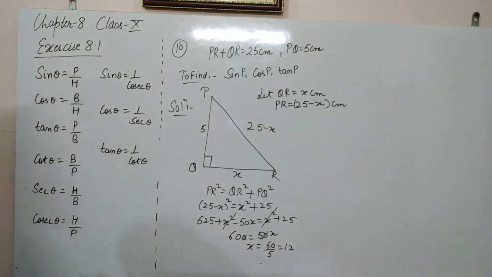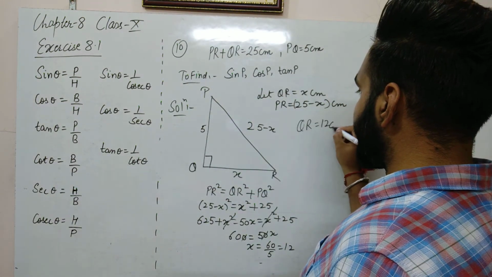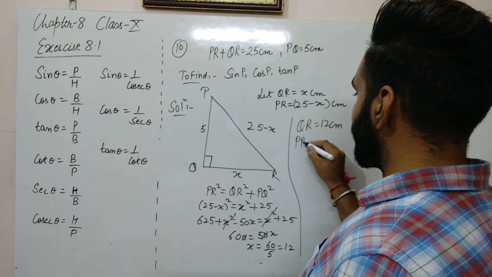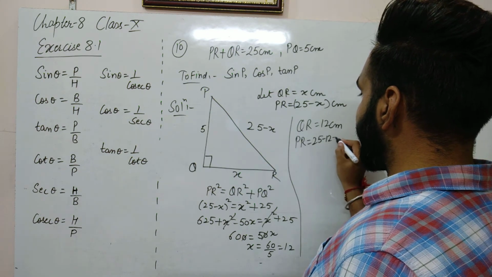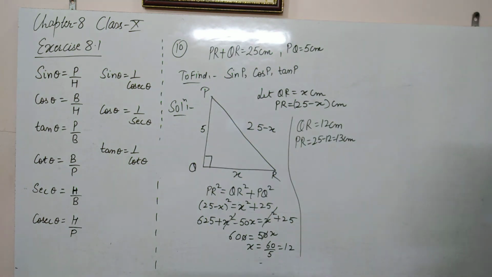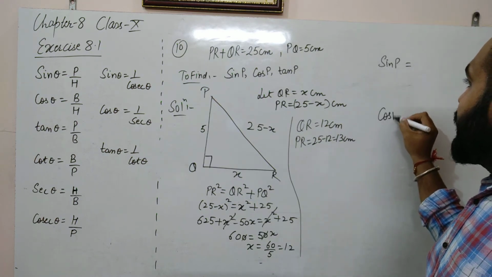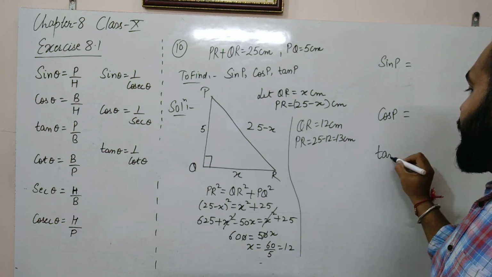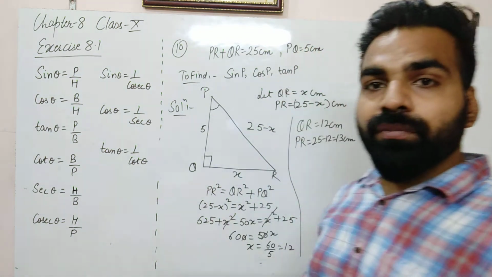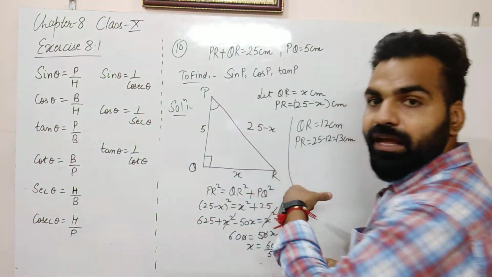So if x is 12, we can say QR is 12 centimeter and PR will be 25 minus 12, that is 13 centimeter. Now all the three sides are known. We have to find the value of sin P, cos P and tan P. Clear? So this angle is fixed now. So this will be base, this will be perpendicular, and this is the hypotenuse.